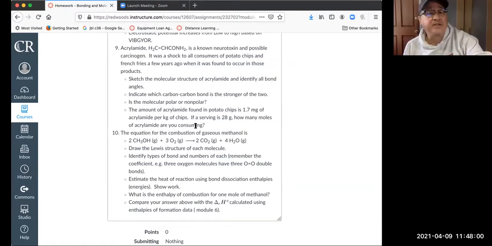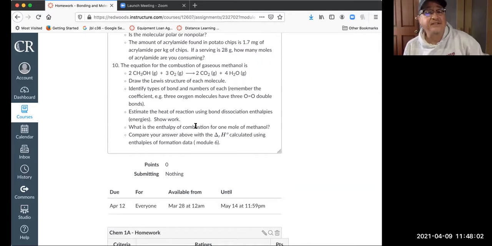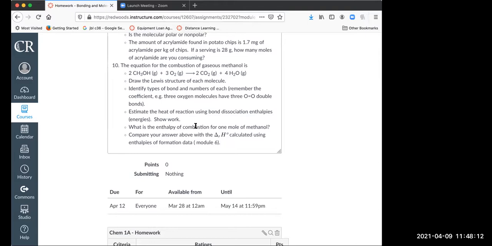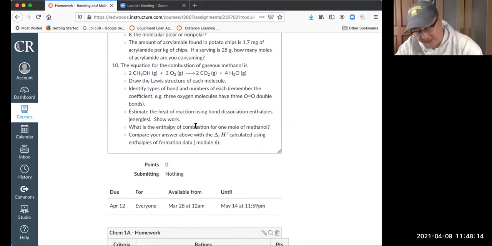Number 10, the equation for the combustion of gaseous methanol is as follows. Draw the Lewis structure of each molecule. So I'm going to write out CH3OH plus 3O2 gives you 2 CO2 plus 4 H2O.